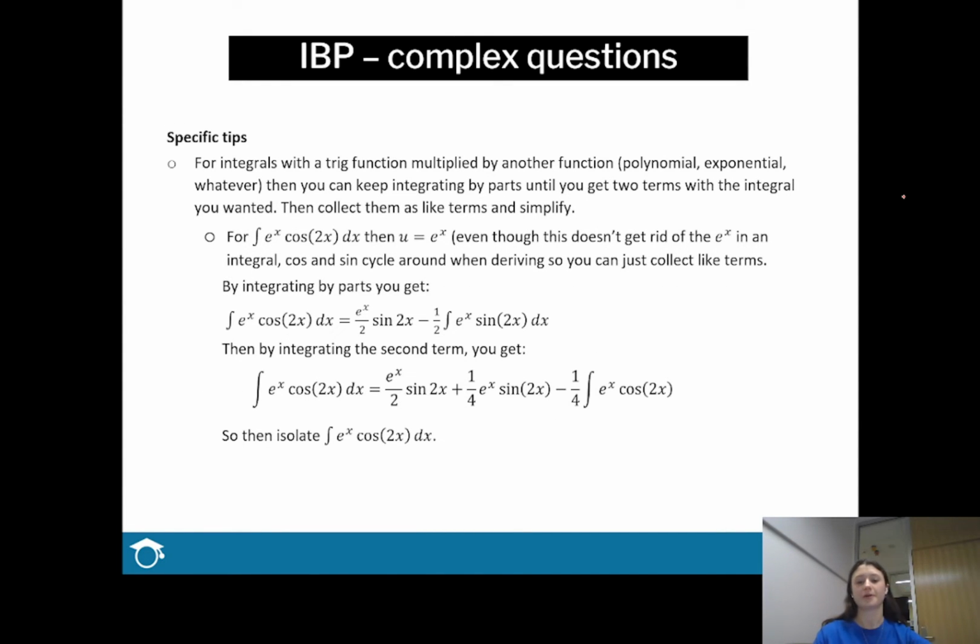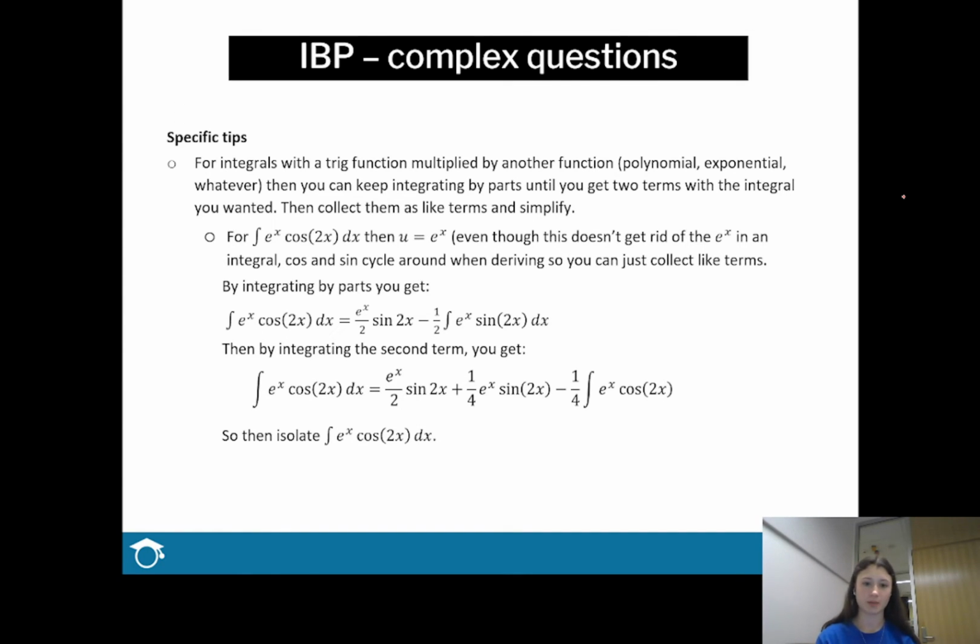My other very specific tip, and this is also an example, which I'm glad I wrote out. Apparently my iPad isn't working. So if you have an integral with a trig function multiplied by another function, not necessarily a polynomial, because we just did that before, but if it's multiplied by specifically an exponential, because for an exponential the derivative and integral is always the same, then you can keep integrating by parts until you get two like terms with the integral that you wanted.